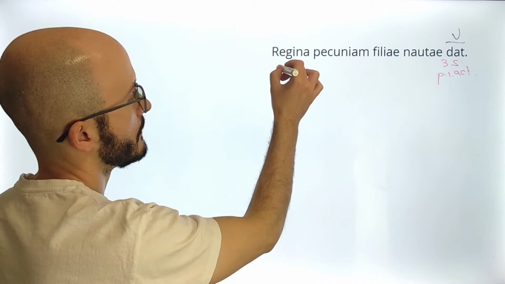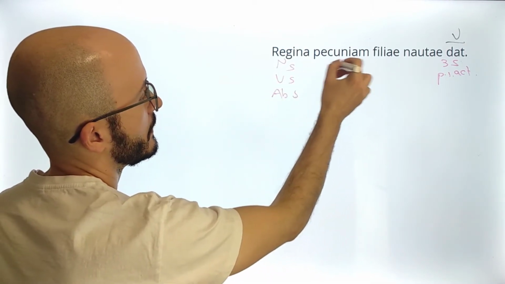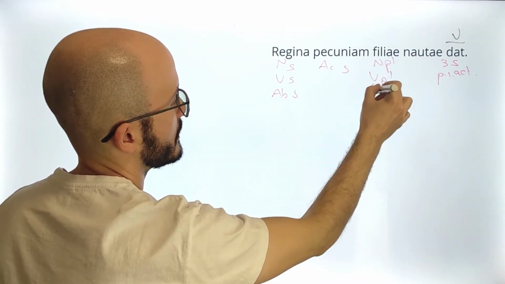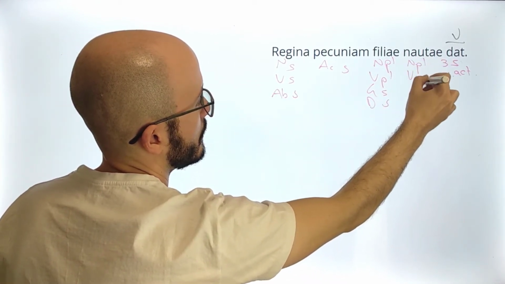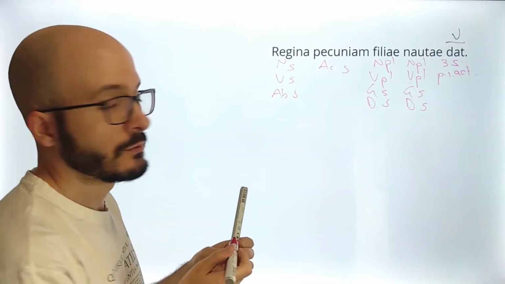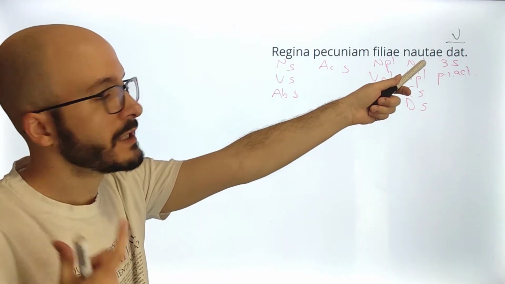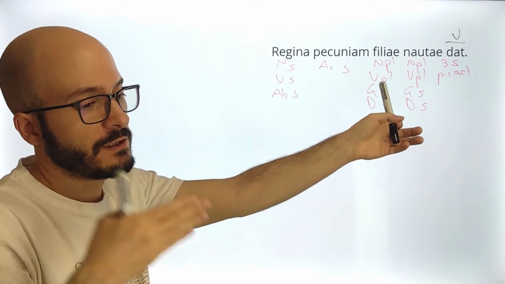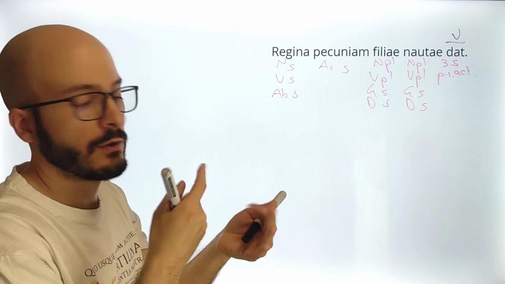Now, we start from the beginning. Nominative singular, vocative singular, ablative singular, accusative singular, nominative plural, vocative plural, genitive singular, dative singular, and here the same. And now, we begin. We already know how to build a sentence with the verb to give. So someone gives something to someone. So we are going to need a subject, direct object, indirect object.